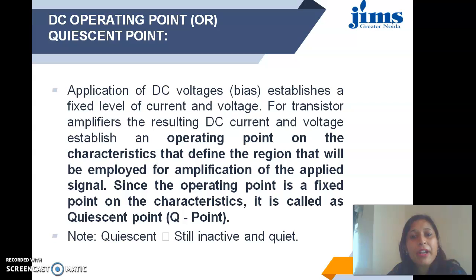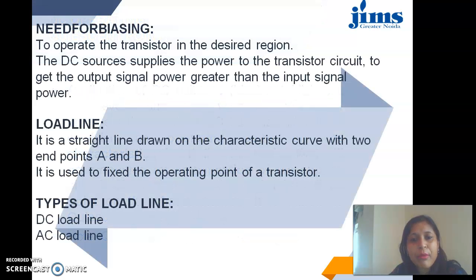Now, the operating point of the transistor. The operating point is also called the Q point or quiescent point of the transistor, and it lies on the output VI characteristics of the common emitter amplifier, where the VI characteristic meets the DC load line. The cutting point of the DC load line and VI characteristics gives us the required operating point.